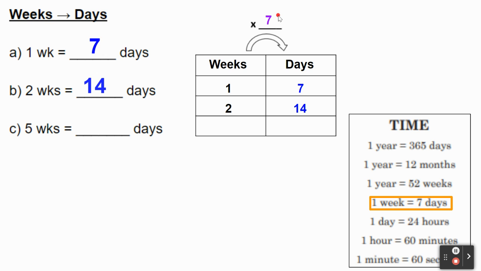Finally, we're going to have here 5 weeks. You could keep going in order if you want so that we could create more parts of this table that would go 3, 4, and then 5. Or you can skip straight to the 5th week. Same pattern, we're going to multiply 5 times 7 to get 35 days. So in 5 weeks, there are 35 days.